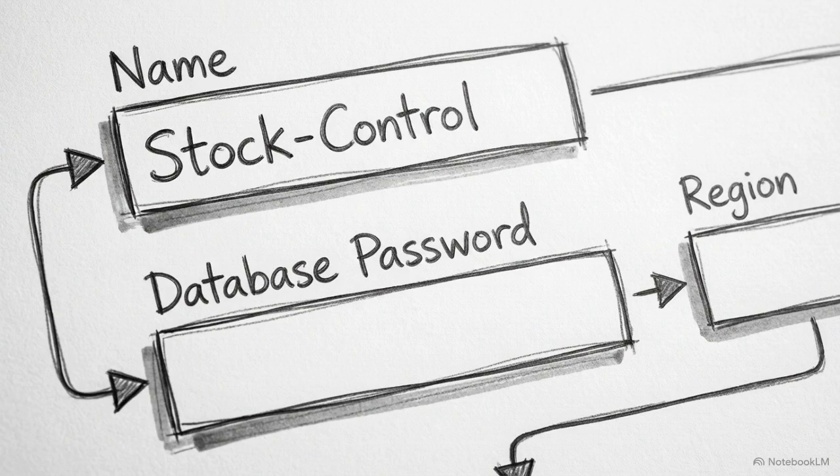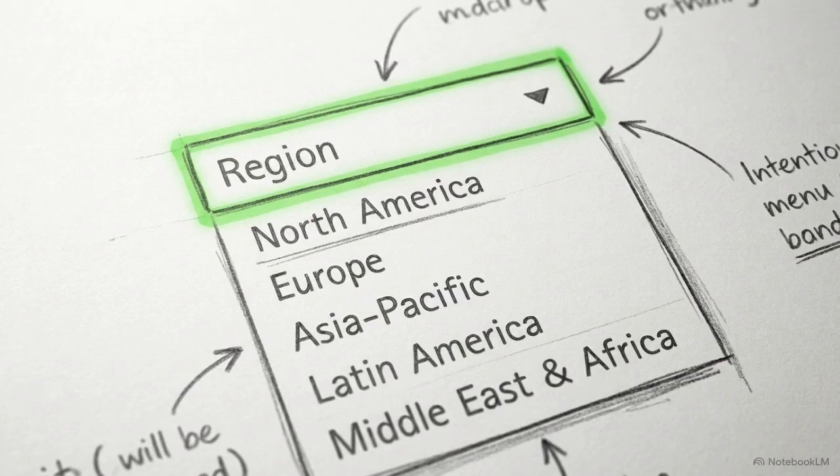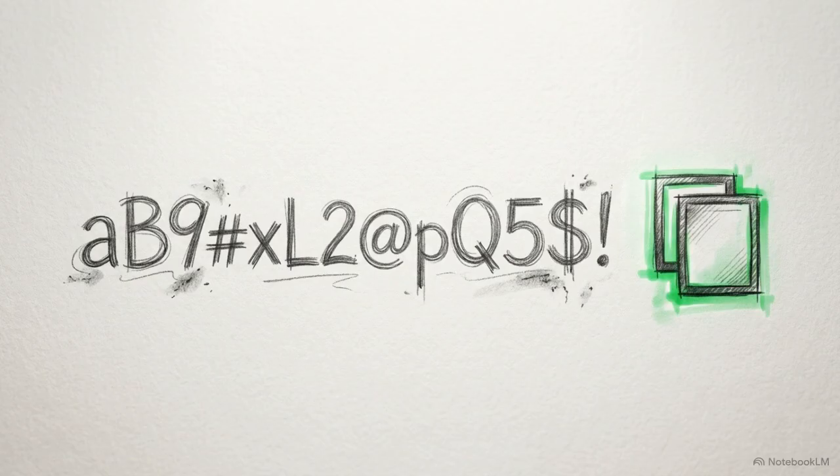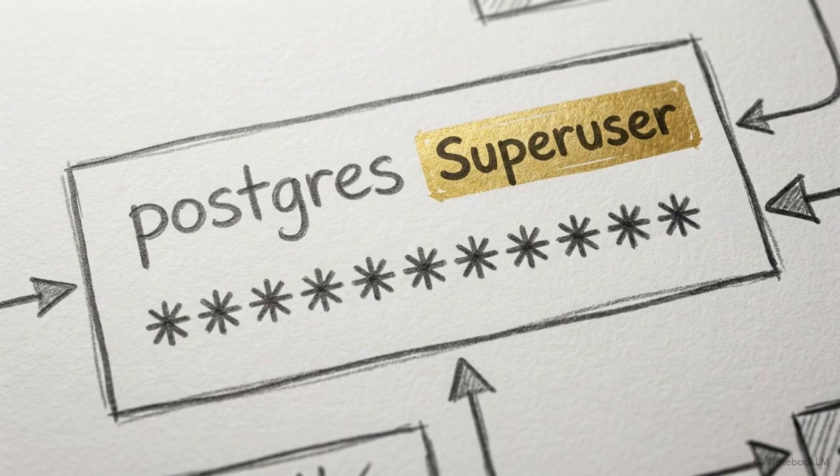This interface is the Supabase project creation screen. Start by creating a new project named Stock Control. Select a geographic region that is physically closest to where your users are located to reduce latency. Generate a secure database password and save it immediately in a password manager. This password acts as your ultimate Postgres superuser credential, granting total administrative access to your database.